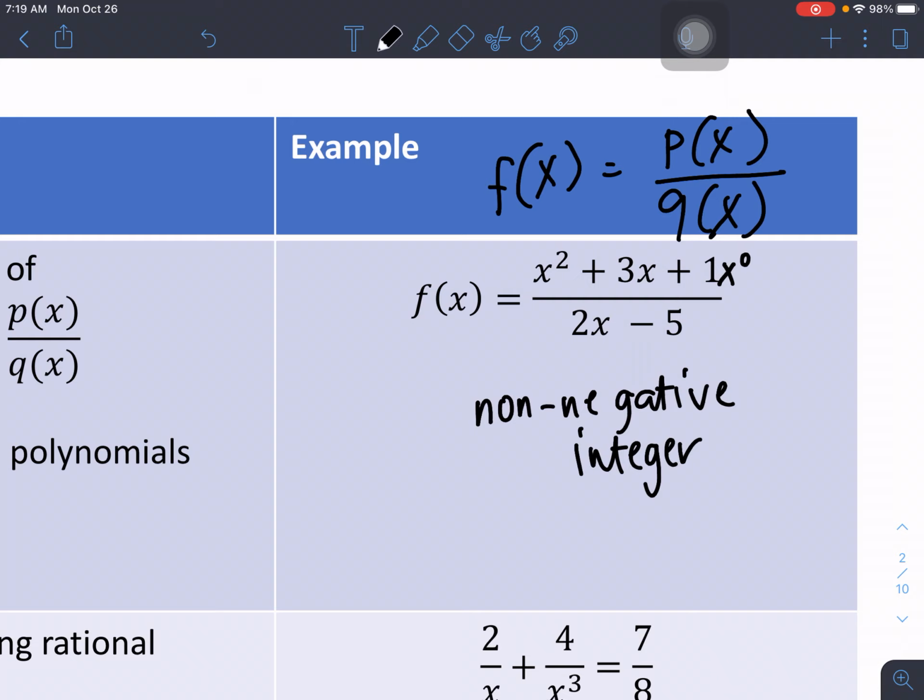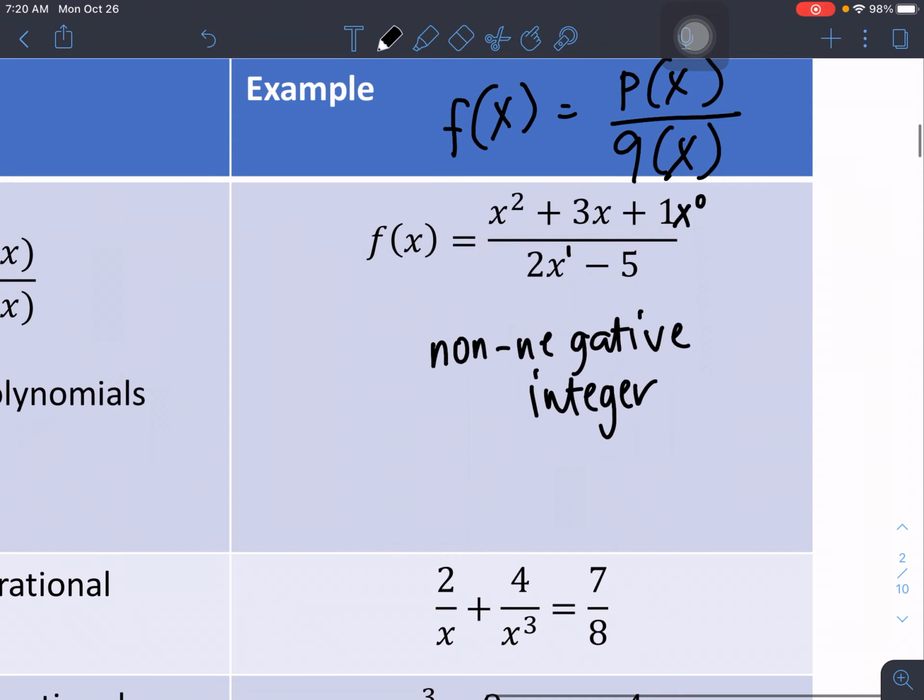Now we should check if q of x is a polynomial also. The exponent of x in the first term, 2x, is 1, and the exponent of x in negative 5 is 0. So all exponents are non-negative integers, thus this expression is a polynomial. Overall, this is a rational function.